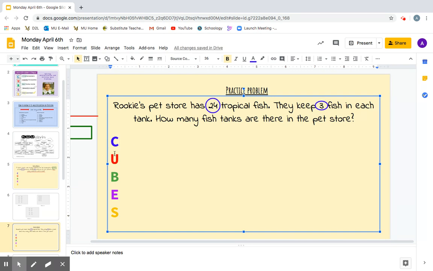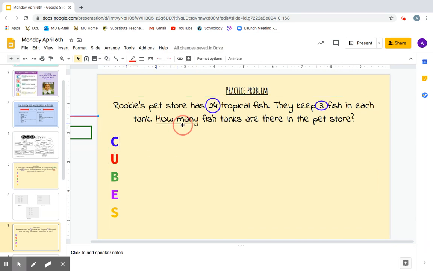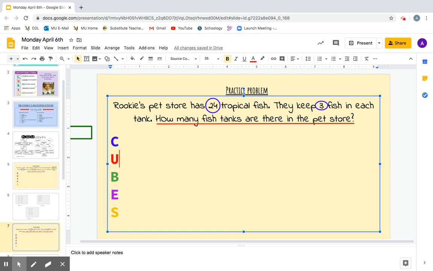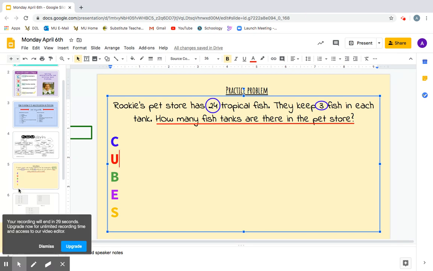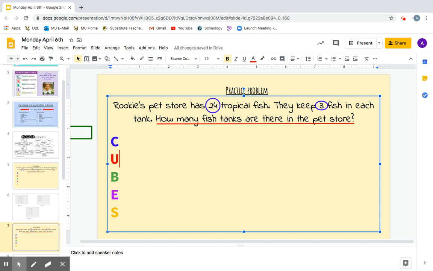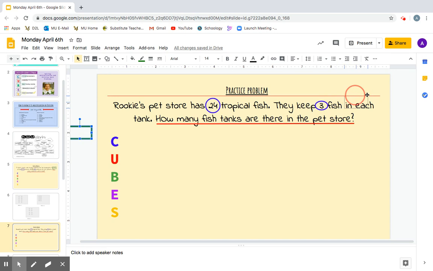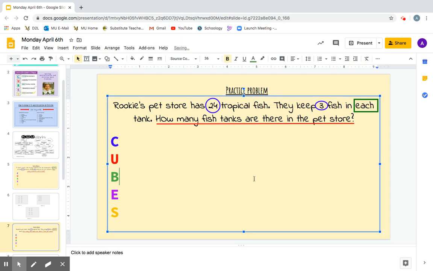Next in the cube strategy is underlining the question. And the question is, how many fish tanks are in the pet store? B is boxing the key words. So let's see. Rookie's pet store has 24 tropical fish. We're going to use each. Continue watching the videos to find out how to solve this problem.